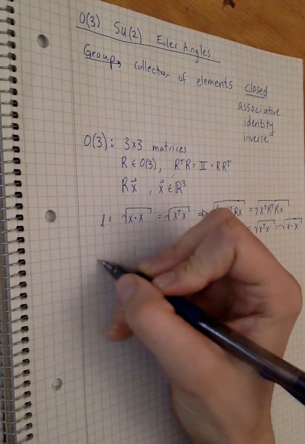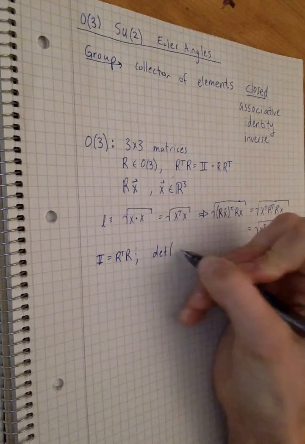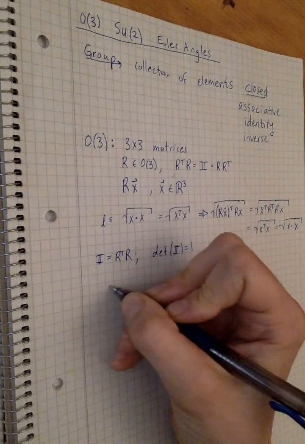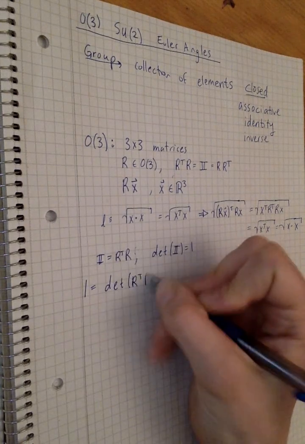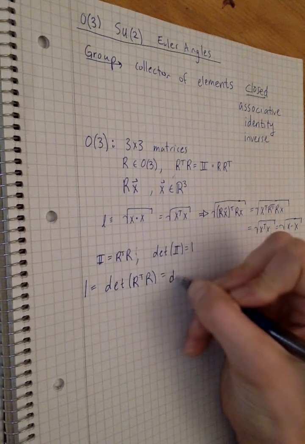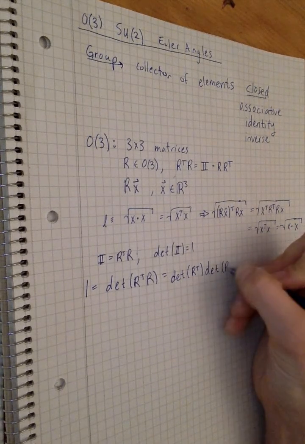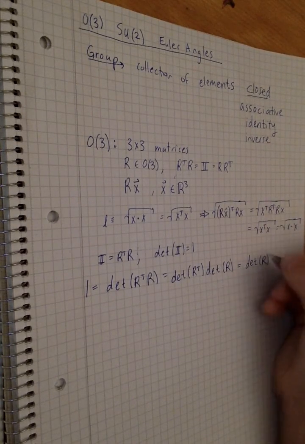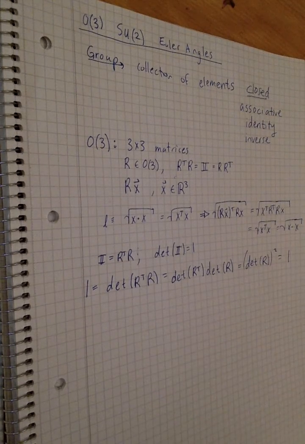No, I won't. So we have that I equals R transpose R, and we have that the determinant of I equals 1. So we have that the determinant of 1 equals the determinant of R transpose R, which by properties of the determinant is the determinant of R transpose times the determinant of R. And from linear algebra, we know that this is just the determinant of R squared equals 1. Square root both sides, we pick up the plus or minus sign, and we have that the determinant of R is equal to plus or minus 1.